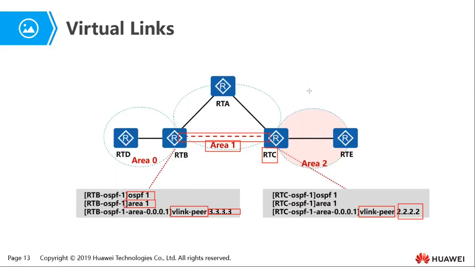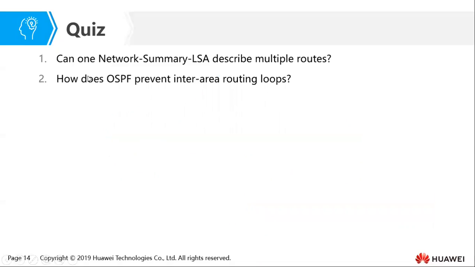When you do that, area 2 devices can now communicate to area 1 devices, because packets will be sent to area 0 and then back, in order to prevent inter-area routing loops.